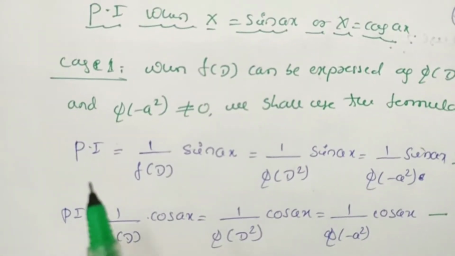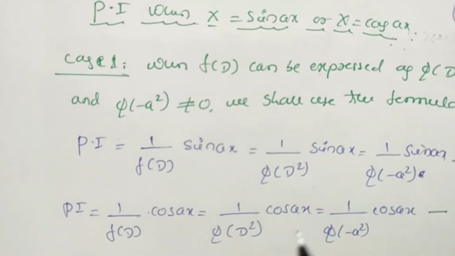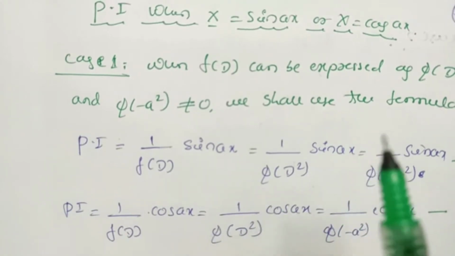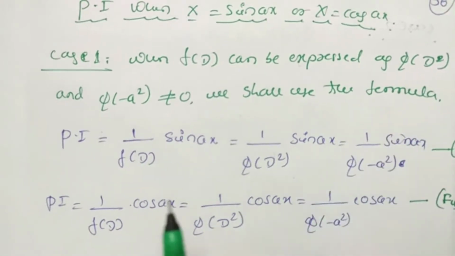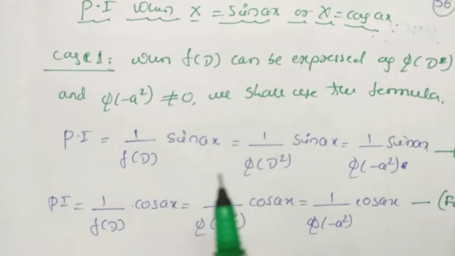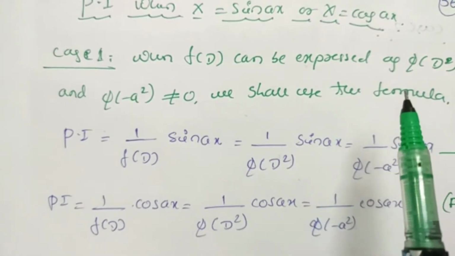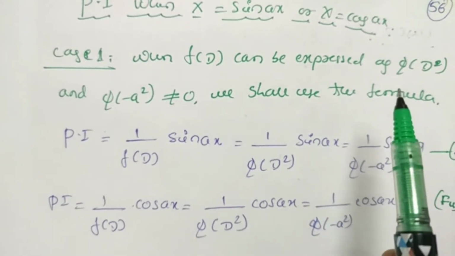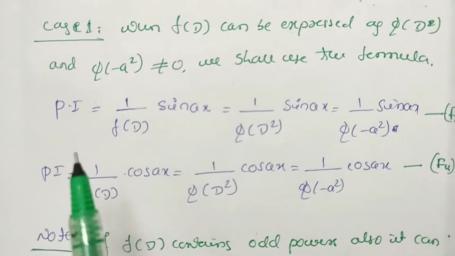So next is the particular integral when X is sin ax or cos ax. This is very important. Here also we have two cases. Case 1: when f of D can be expressed as phi of D square and phi of minus a square is not equal to 0, then we shall use this formula. That is, f of D can be expressed in terms of only D square, phi of D square. Let us see how we have to simplify this one.